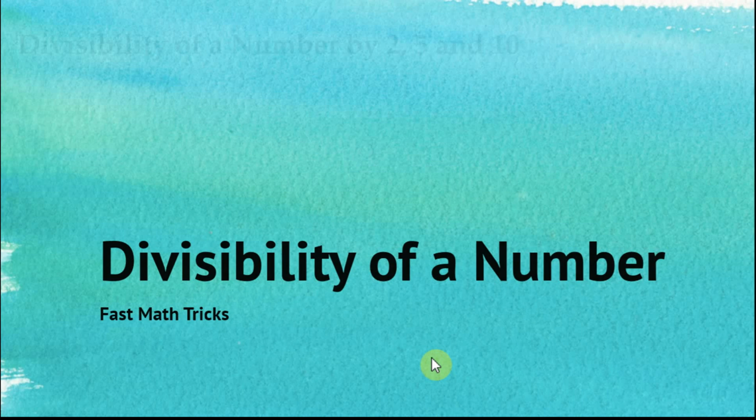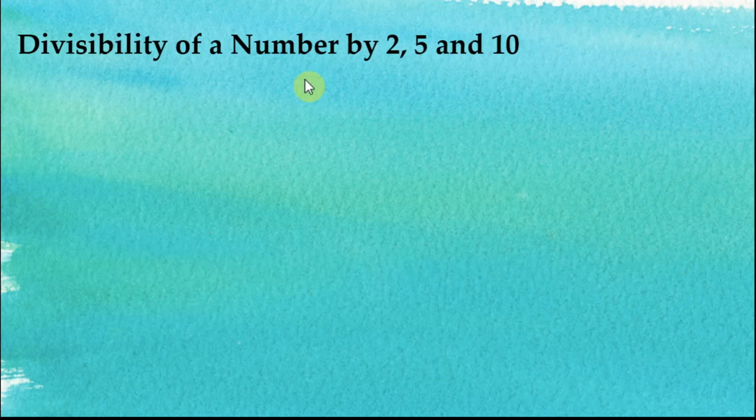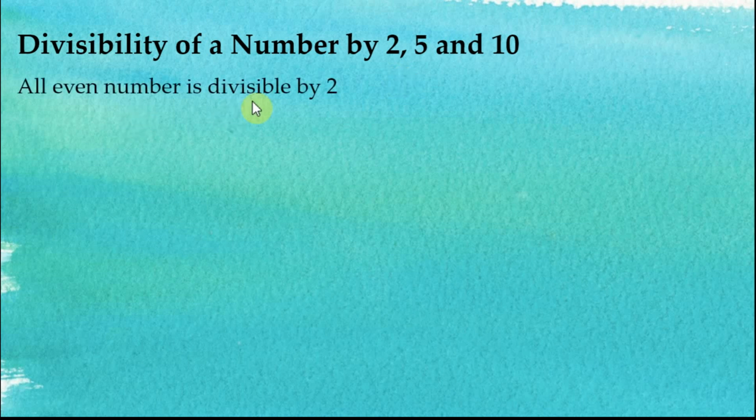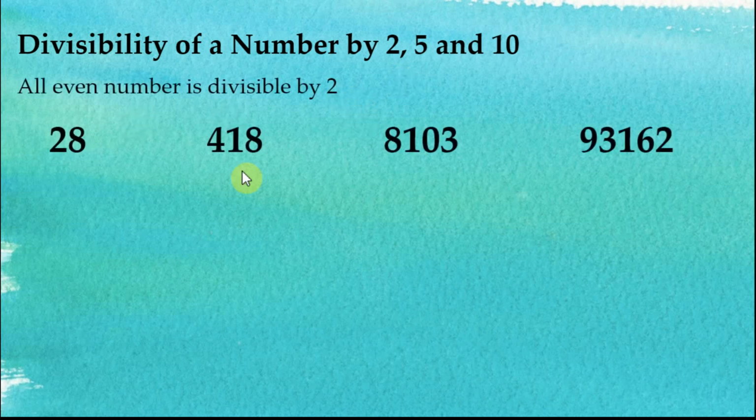Let's begin with the divisibilities of a number by 2, 5, and 10, and this is the easiest one. Any even number is divisible by 2. For example, 28. 28 is an even number and therefore is divisible by 2. 418, this is an even number and therefore is divisible by 2. And this one is an odd number. It's not an even number and therefore is not divisible by 2. And this is an even number and therefore this is divisible by 2.